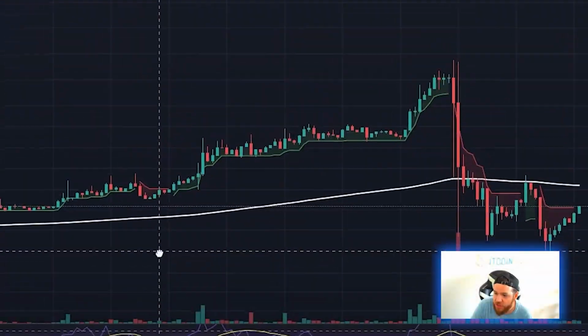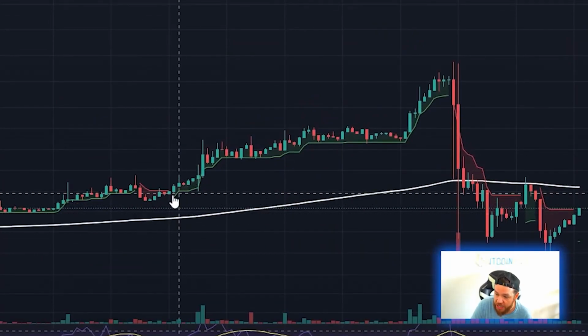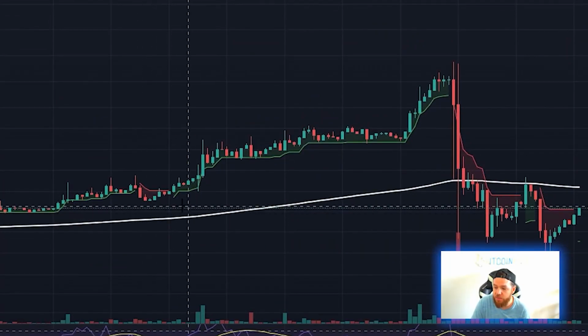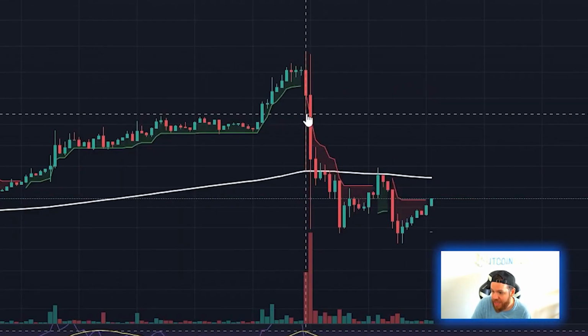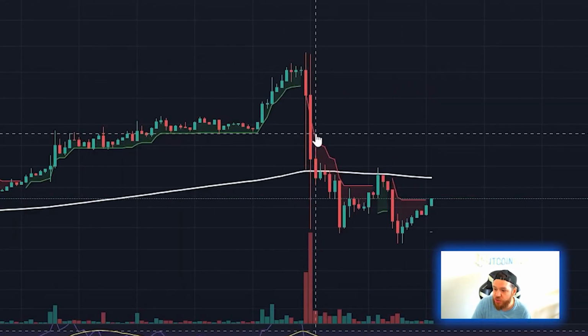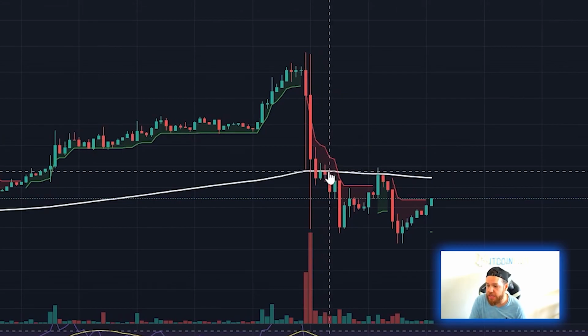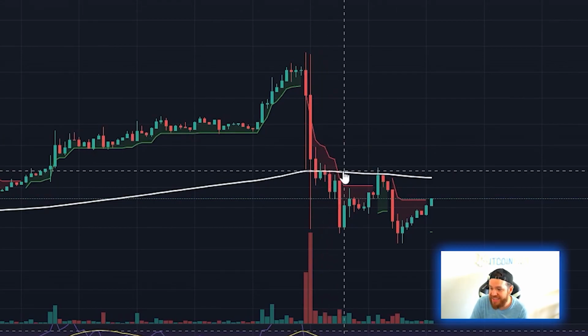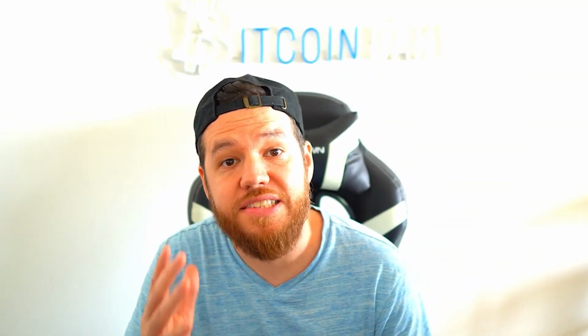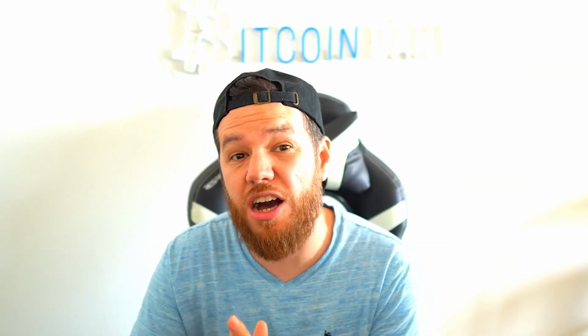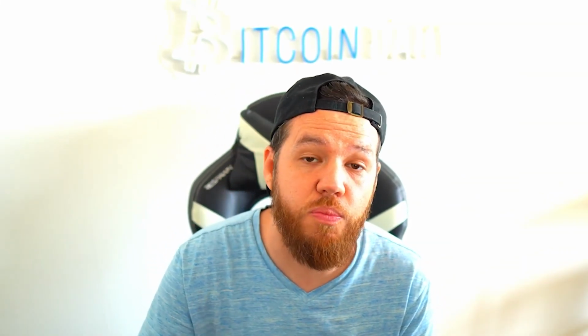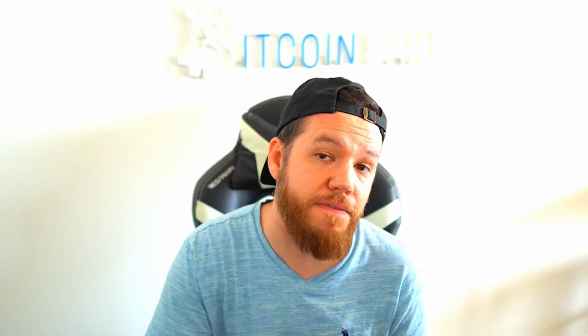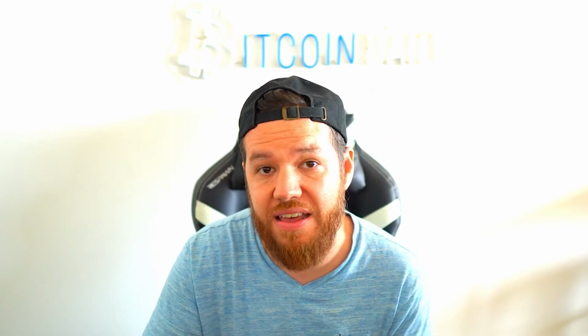So let's go over the entry and exit rules. Again, very simple. If the Super Trend indicator is green and above the 200-day moving average, that is a long entry. If the Super Trend indicator is red and below the 200-day moving average, that is a short entry. As far as stop losses, we're going to be setting them at 0.5% from your entry, and take profit is going to be at 3% from your entry.